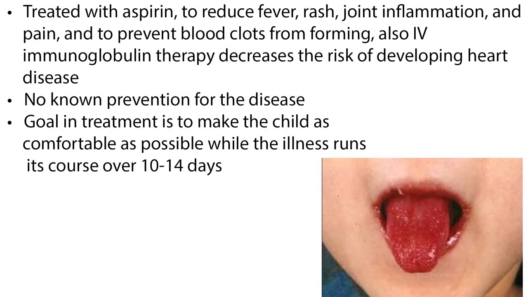Kawasaki disease is treated with aspirin to reduce fever, rash, joint inflammation, and pain, and to prevent blood clots from forming. Also, IV immunoglobulin therapy decreases the risk of developing heart disease. Reassure parents that there is no known prevention for the disease and there is nothing they could have done to prevent it. The goal in treatment is to make the child as comfortable as possible while the illness runs its course over 10 to 14 days.